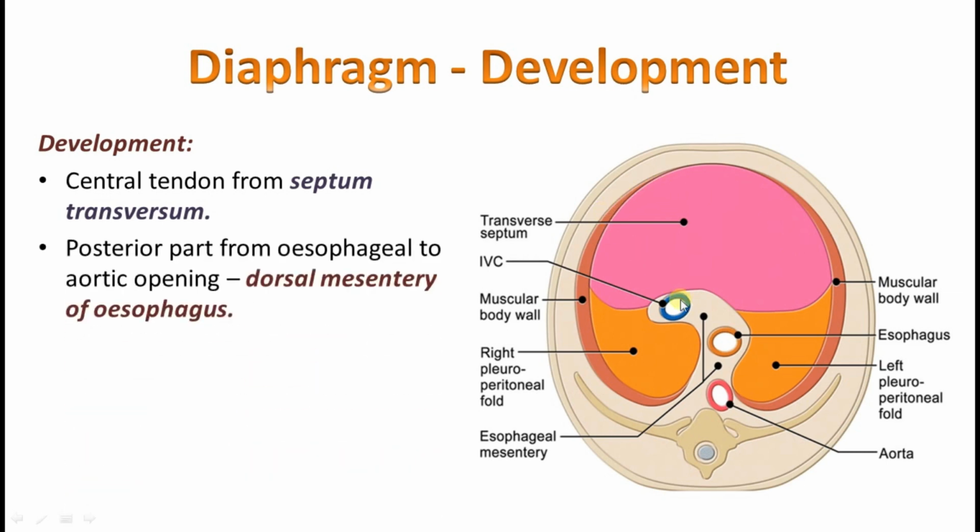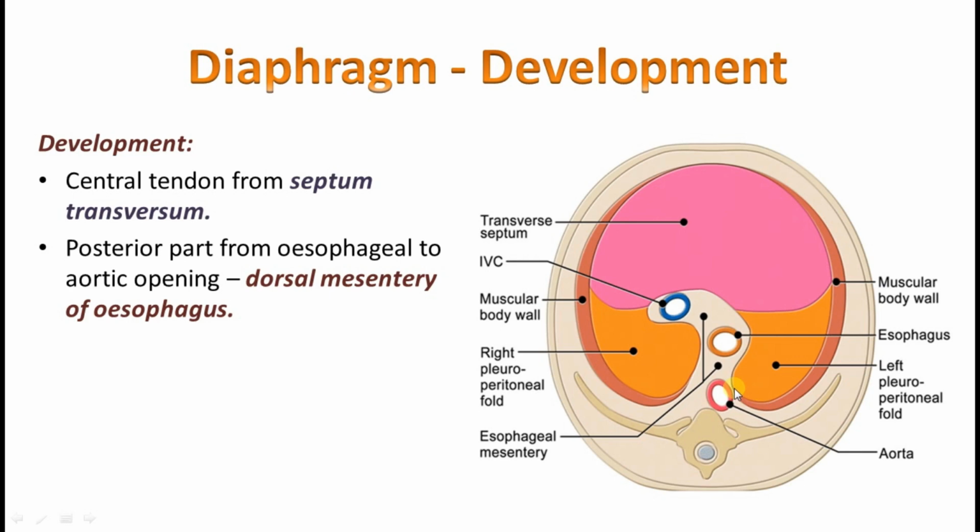The posterior part, from the esophageal opening to the aortic opening, is formed by the dorsal mesoesophagus, or the dorsal mesentery, because a mesentery suspends the primitive gut tube. In the region of the esophagus, it is called the dorsal mesentery.